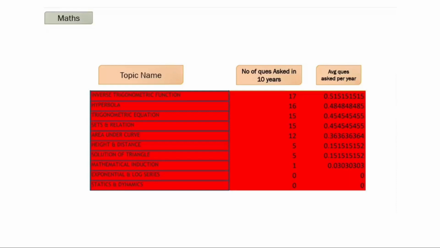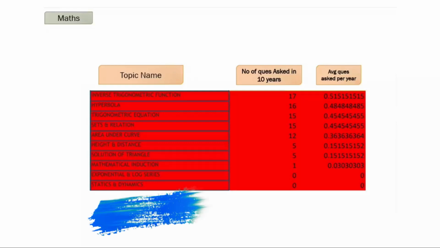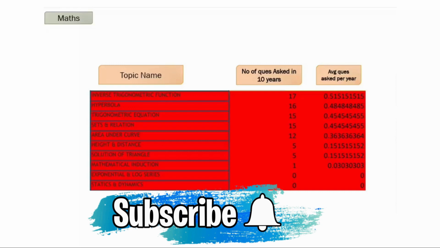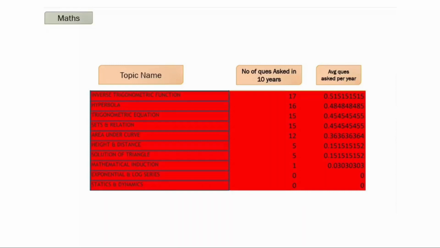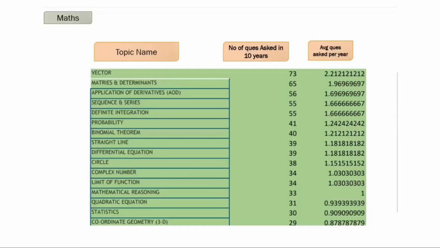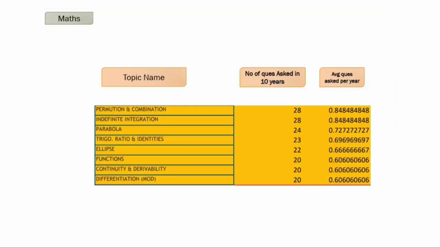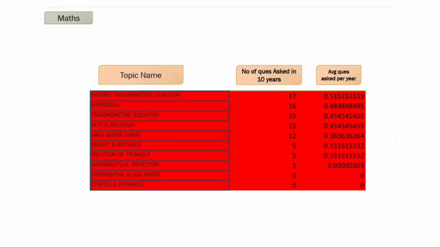Here also I want to suggest the same thing as I suggested earlier for chemistry. Don't leave any chapter from the green zone, and select the ones from the others which you feel comfortable solving.